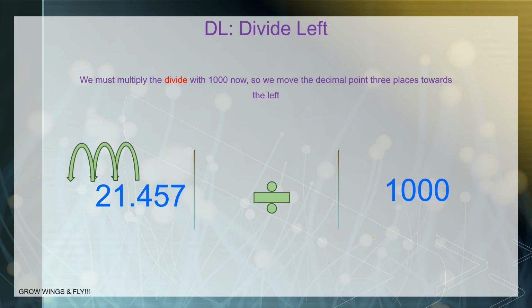Now because I do not have any number before 2 and there's an empty space under the third umbrella, I will go ahead and put a 0. So my answer is 0.021457. Oh, that's how you do it. Can I try one on my own?